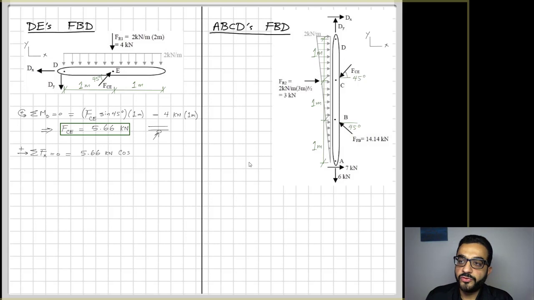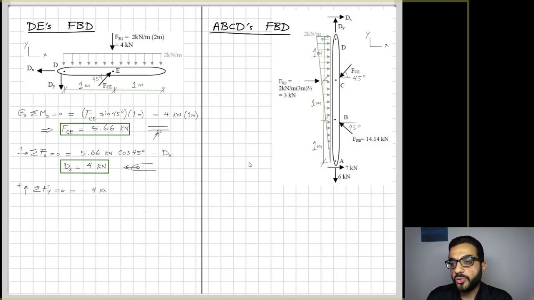Then you do the sum of forces in X. You will figure out here the Dx, which is the horizontal reaction of the joint D. It's positive, so confirming the direction that I assumed to be correct. And then when I do the sum of forces in Y, I'll find that Dy is equal to 0.